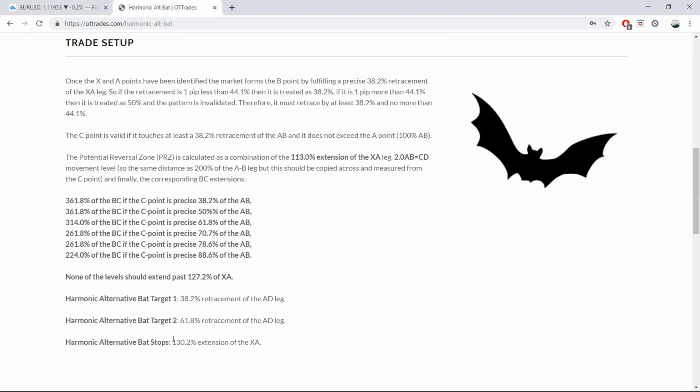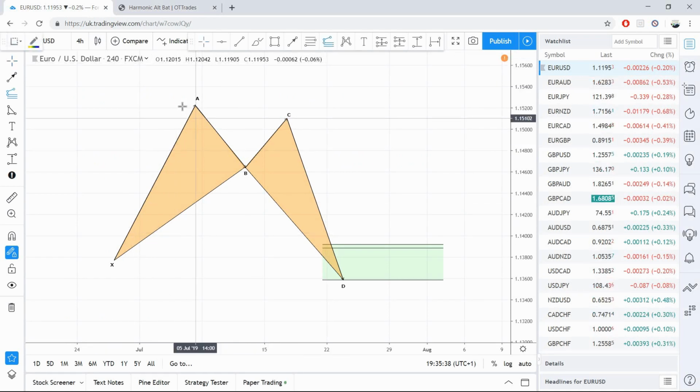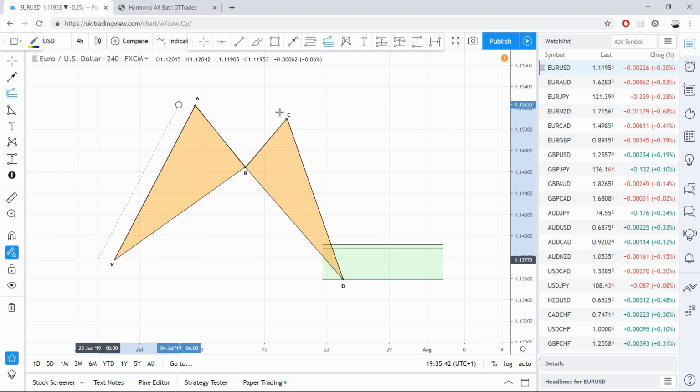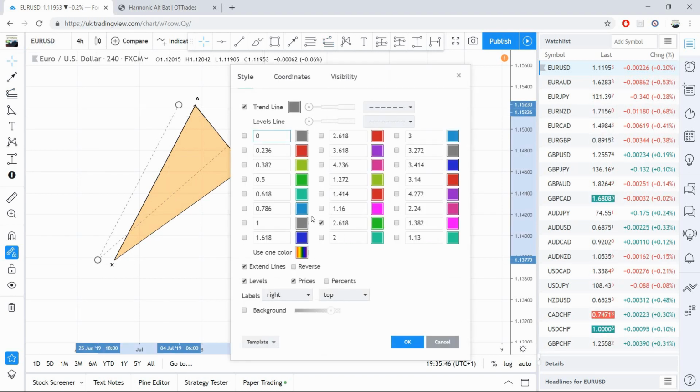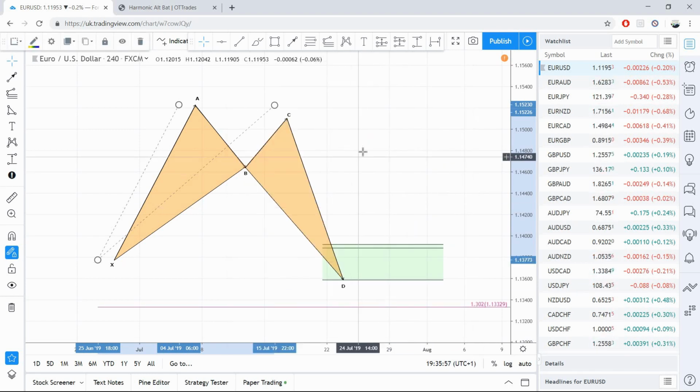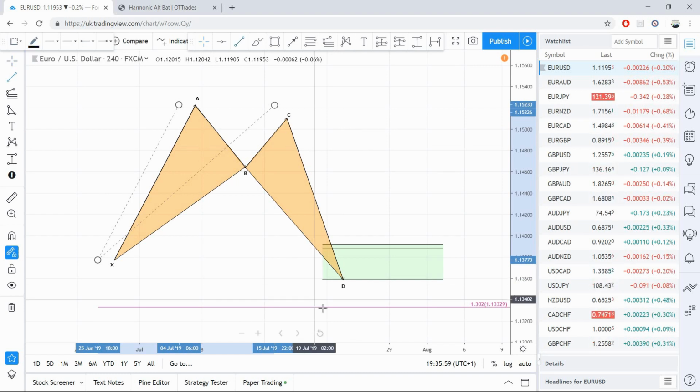Now, stop loss levels, 130.2 extension of X to A. So let's just put this in quickly. So we've got all of our levels in. X to A. Get rid of that. We want the 130.2. So this is our stop loss here.